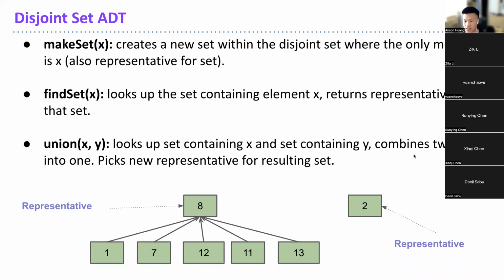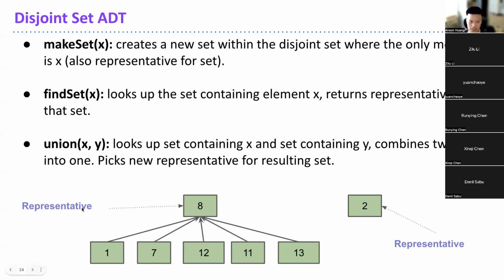So the disjoint set ADT involves 3 main functions. It has a make set function where it creates a new set within the disjoint set where the only member is X. Find set X looks up the set containing element X, and returns the representative of that set. Union XY looks up the set containing X and the set containing Y, combines the two sets into one, and picks a new representative for the resulting set. So this is kind of a mouthful. There's a bunch of representatives, elements, sets, a little bit confusing.